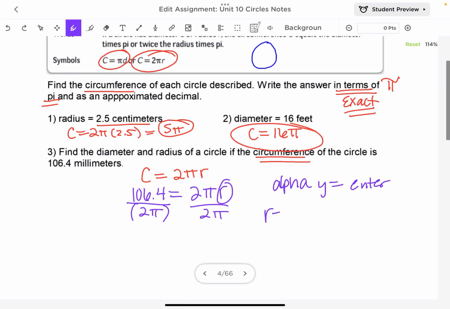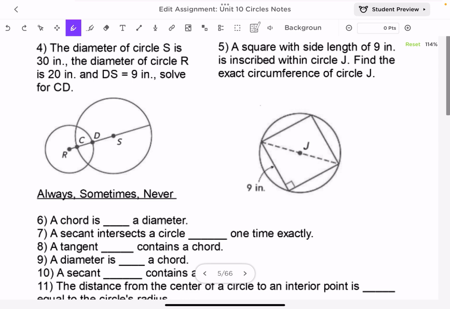Okay, when you do that, you get about 16.394 for your radius. And then I just keep that number in my calculator and double it, and you get 33.868. Also, if I'm going too fast, just remember you can pause, you can go back, whatever. All right, let's look at this next question.